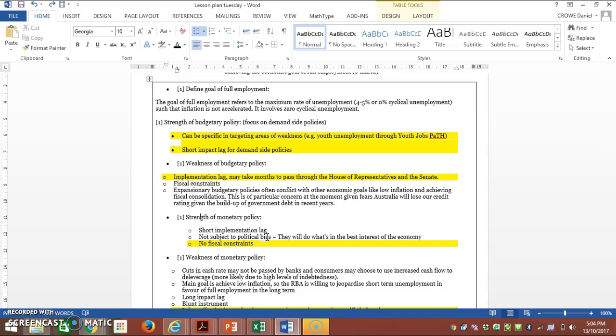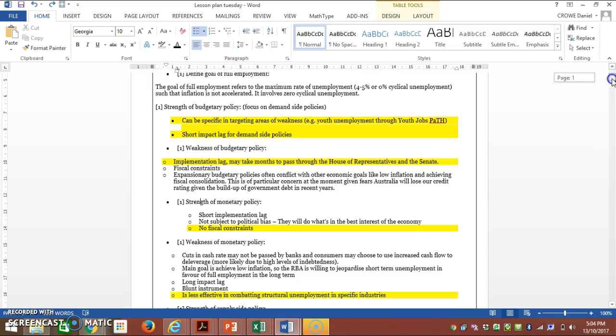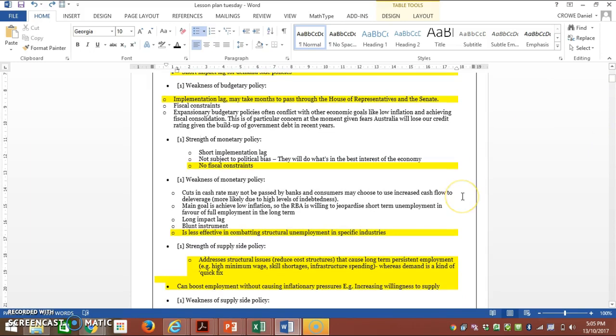In terms of weaknesses, the key things I'd be focusing on are the fact that it's ineffective at targeting particular sectors of the economy because it's a blunt instrument. And the fact that at the moment the biggest weakness for stimulating growth is the fact that one, the banks aren't passing on the rate cuts, and two, the fact that people are choosing to use those rate cuts to deleverage and reduce the amount of debt they're in rather than spending on other goods and services.